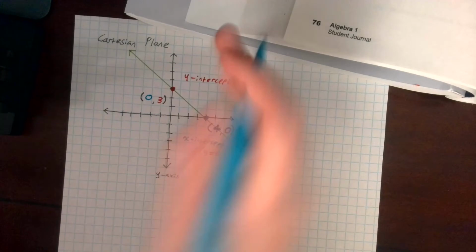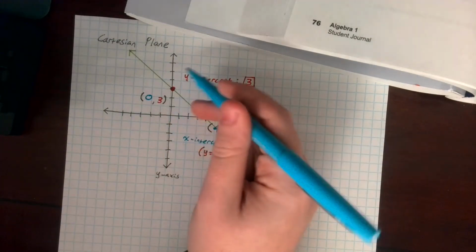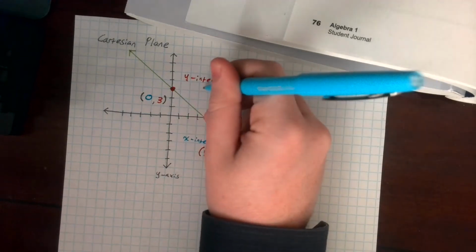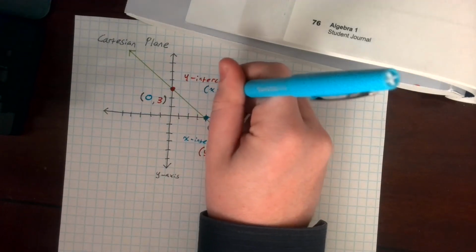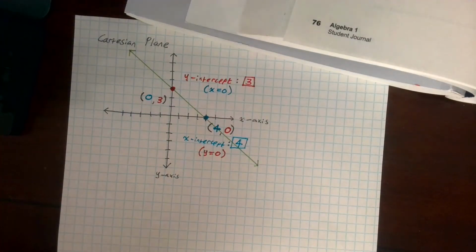For our y-intercepts, we never move left or right. Even if our intercept was up here or down here, we don't move left or right. So we say that our x equals 0. This property is going to make things extremely handy for us in the near future, so keep that in mind.